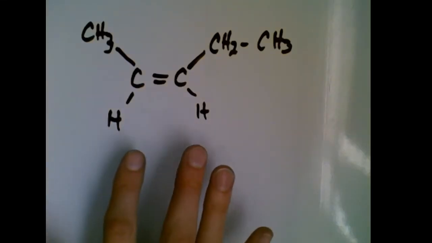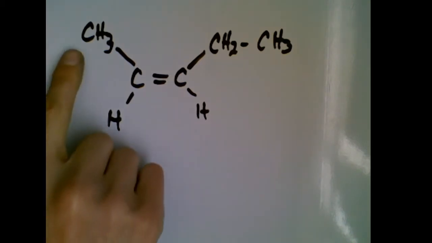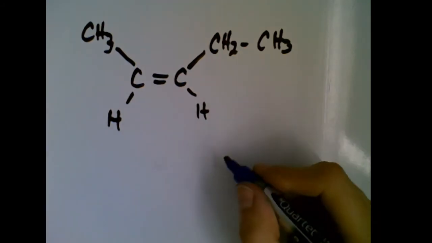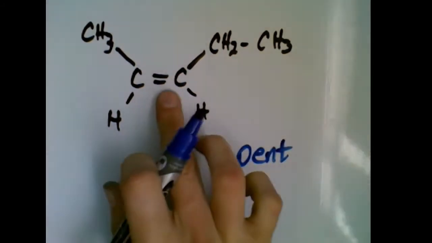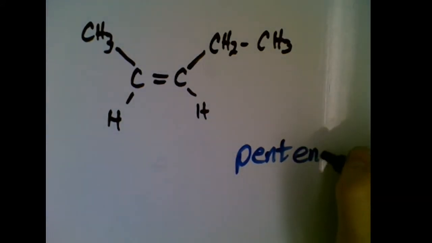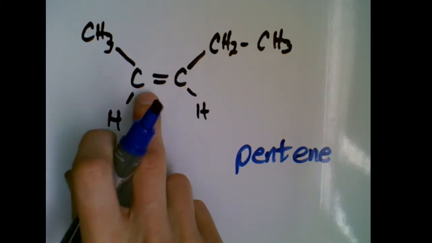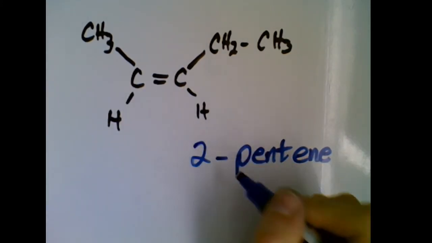Okay, so here we have this molecule. We want to figure out what we would name this molecule. We're going to start like we normally start. So let's figure out the longest chain of carbons. There goes 1, 2, 3, 4, 5. That's my longest chain. So I'm dealing with some kind of pent. It has a double bond, so pentene.